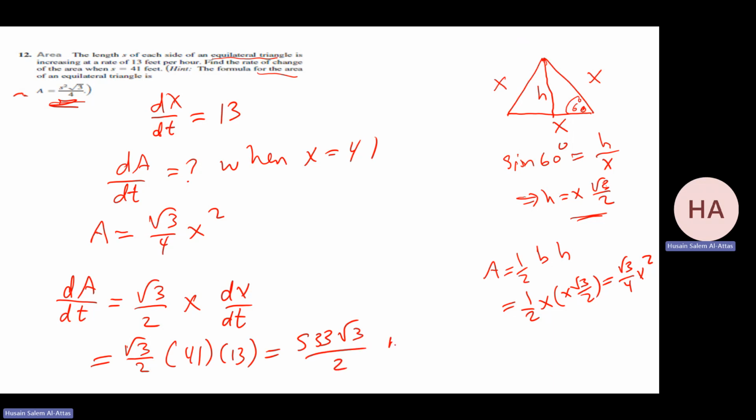Which is meter square per minute. Not meter square, feet square. Since it is feet, that is feet square per hour. Which is strange. Okay, 13 feet per hour. Yeah. So the unit is feet square per hour.